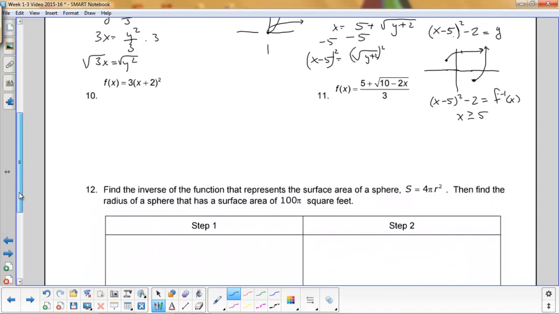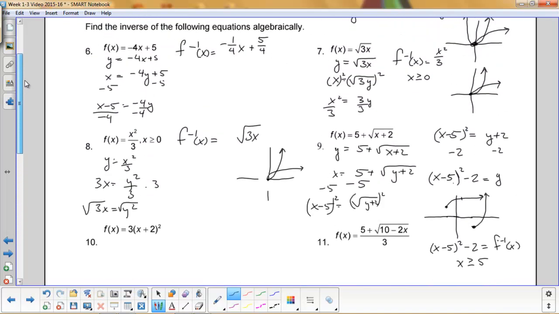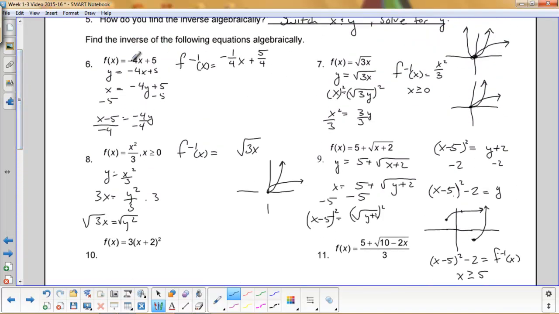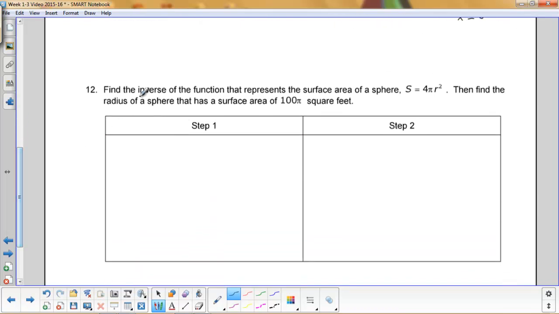The last question that I want to address is question number 12. This one can be a little bit tricky. So I thought very carefully about how I wanted to word this one so it was not confusing, okay? If we go back to these problems prior, you'll notice that basically all we've been doing the entire time is solving for the other variable. Well, when it comes to real-life examples and inverses, that's the easiest way to explain how to actually solve for them.